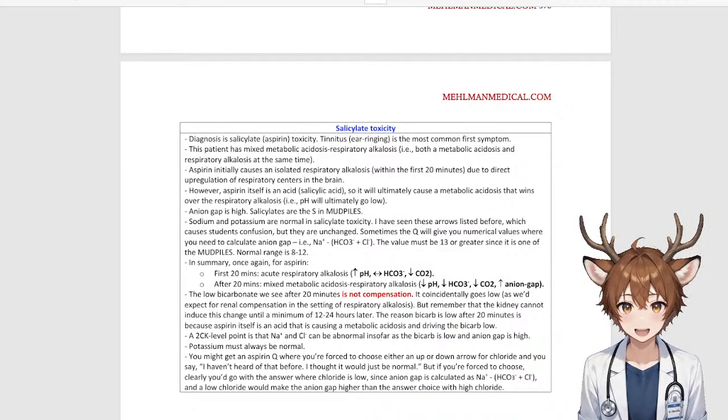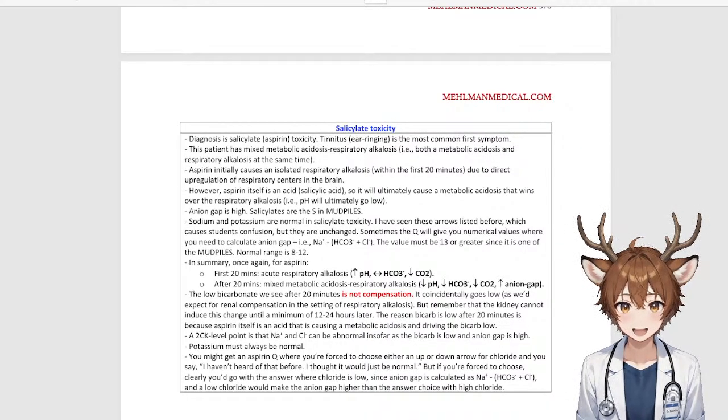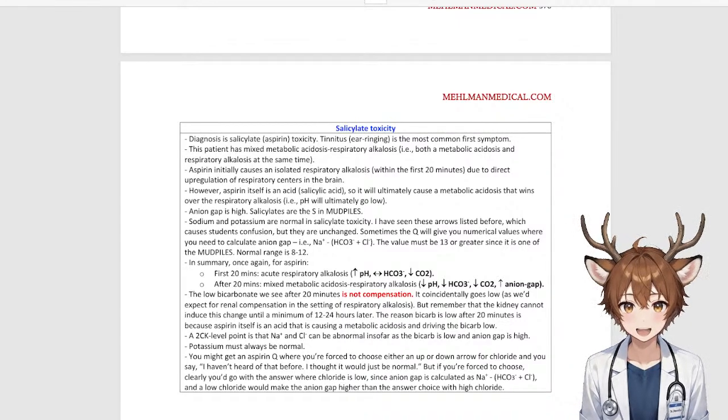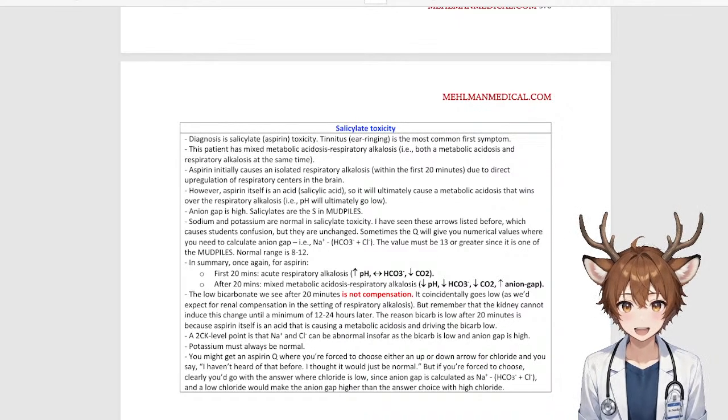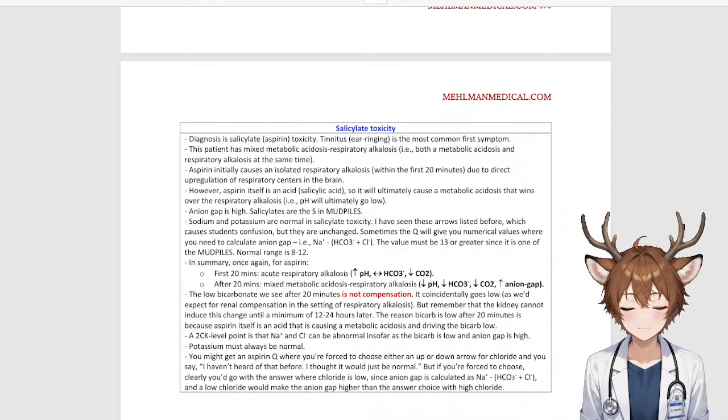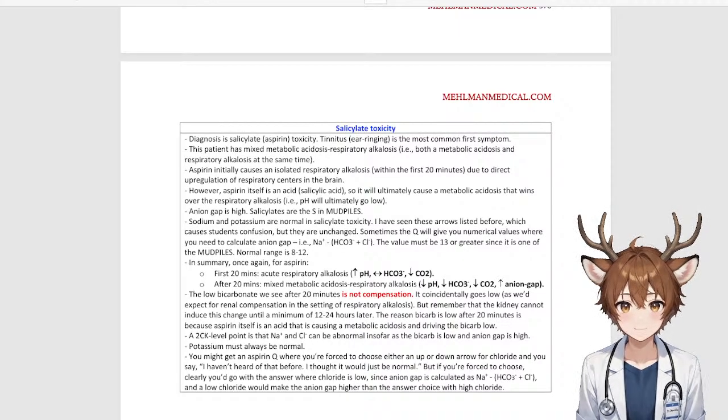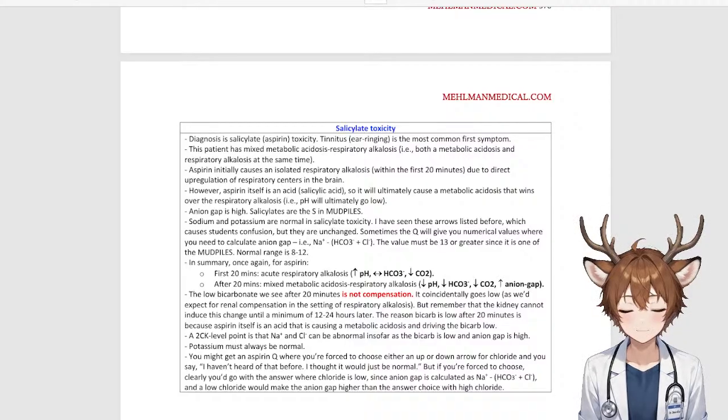Salicylate toxicity. Diagnosis of salicylate aspirin toxicity: tinnitus, ear ringing, is the most common first symptom. This patient has a mixed metabolic acidosis and respiratory alkalosis, that is to say, both a metabolic acidosis and a respiratory alkalosis at the same time. Again, metabolic acidosis, but also respiratory alkalosis.